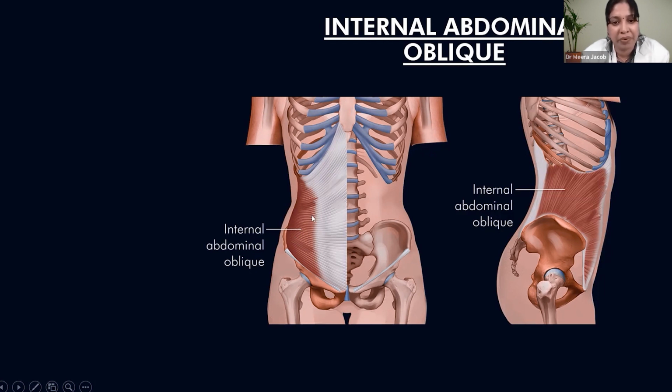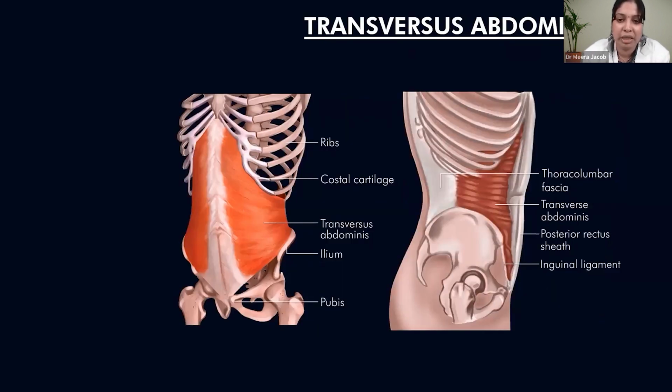So internal oblique fibers, you can start from here down, it is running upwards and medially. So this is internal oblique. Once we reflect this internal oblique, we have the third layer of the muscle, that is transverse abdominis. The name itself tells you the fibers are running transversely. So we have three muscles in the anterolateral part of the abdomen. From outside to inside: external oblique, internal oblique, and transverse abdominis.